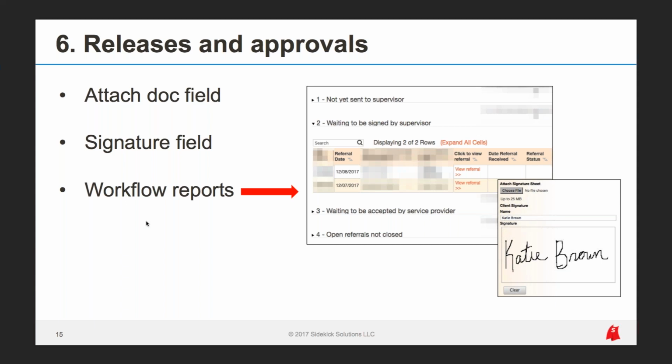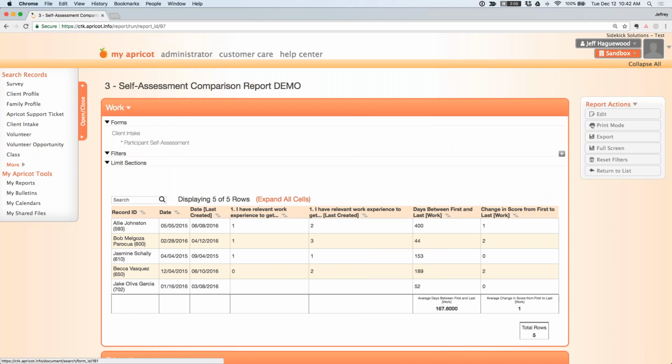For example, if a supervisor needs to sign off on a funding request, you can first create a report of all records that still need to be signed and then add it to a bulletin that is accessible by the supervisor. When the supervisor logs into Apricot, they'll see a list of documents awaiting their signature. And then by adding their signatures to the internal forms in Apricot, staff members can easily sign the necessary documents without having to shuffle paper, and those records will fall off of the workflow report. So let's take a look at an example of this.